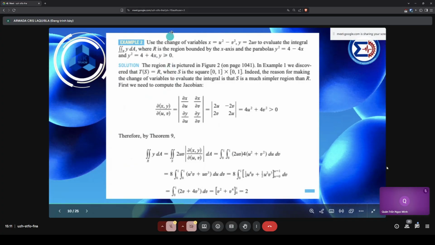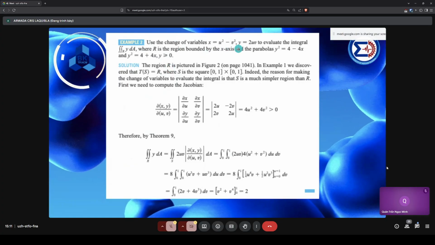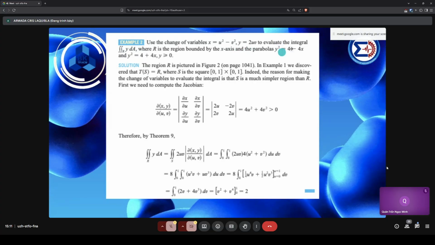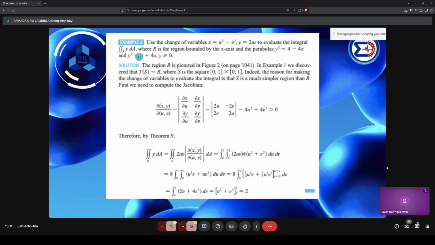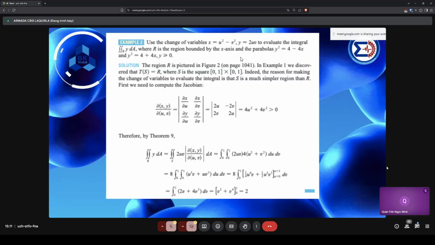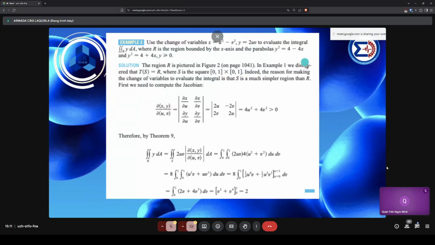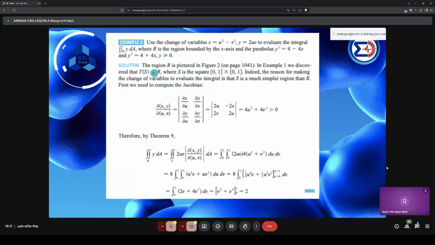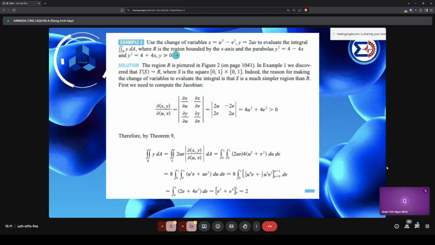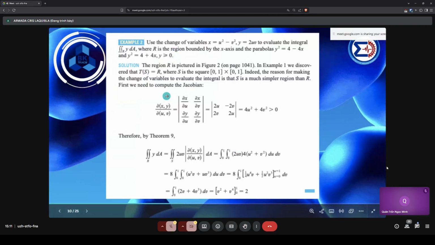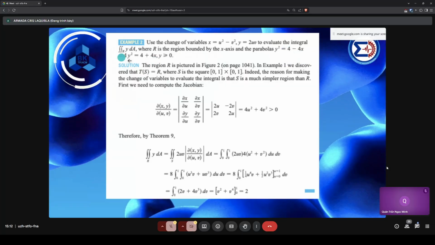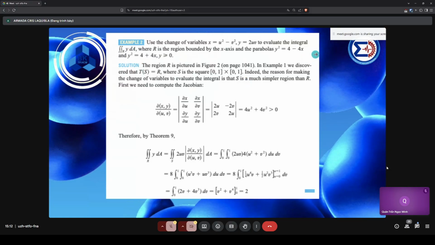We have this one. Use the change of variables. You have there x is equal to this. Oh, that's the same equation from the previous one. To evaluate the double integral of y dA, where R is the region bounded by the x-axis, then parabolas y squared is equal to 4 minus 4x, and y squared is equal to 4 plus 4x. Y is less than or equal to 0. So as you can see here, look at the R class. Is it familiar?